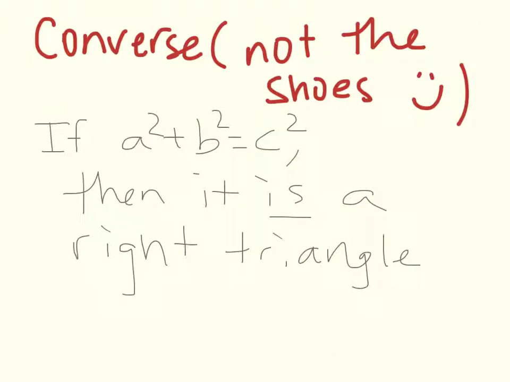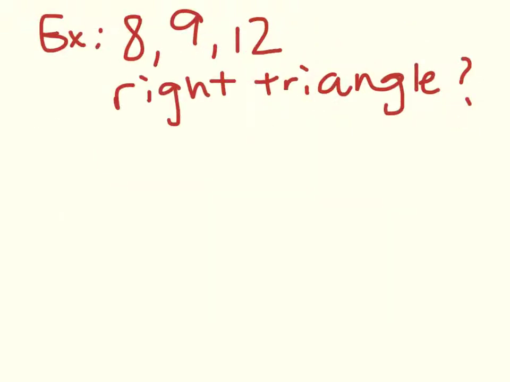Okay, now the converse of the Pythagorean theorem, not talking about the shoes, of course. The Pythagorean theorem says that if we have a right triangle, and we already know it's a right triangle, then a squared plus b squared equals c squared. That must be true. The converse says, if I have a triangle and I do a squared plus b squared equals c squared, and that's true, then I know that the triangle is a right triangle. Converse just kind of means opposite. So let's look at an example.